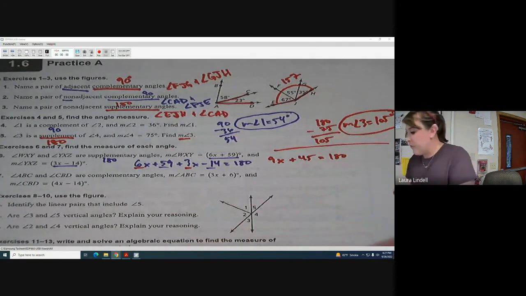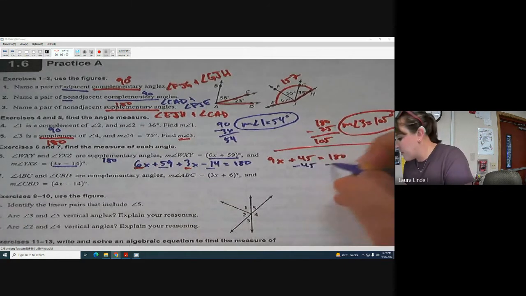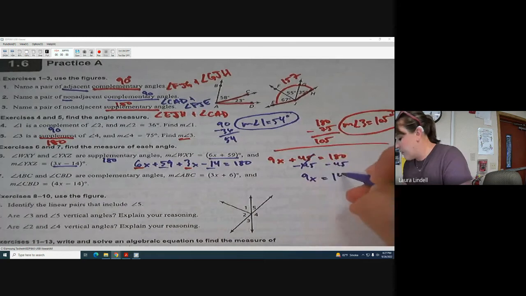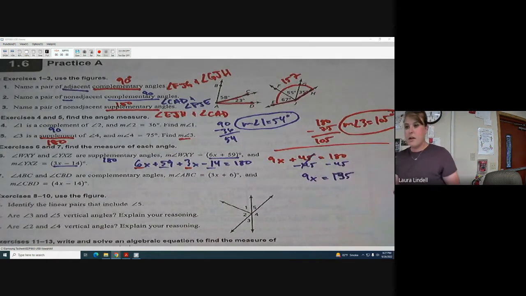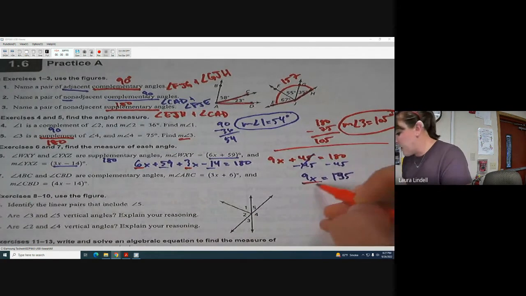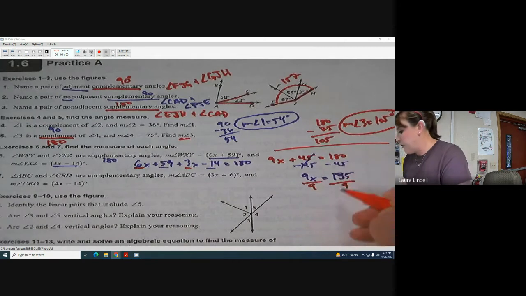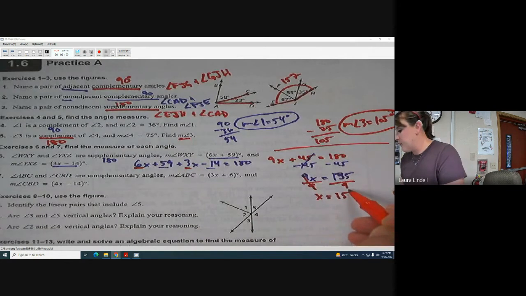Then we're going to subtract 45 from both sides. We get 9x equals 135. Lastly, we divide on both sides by 9. 135 divided by 9 is 15. So x equals 15 is part of my answer for number 6.